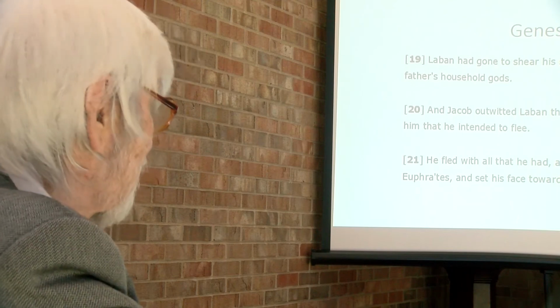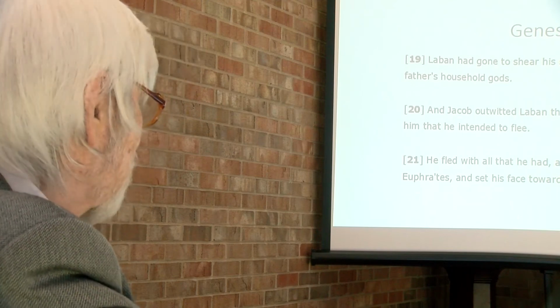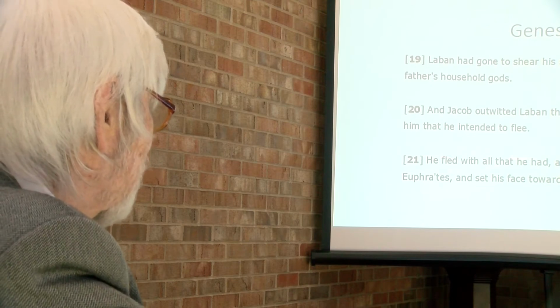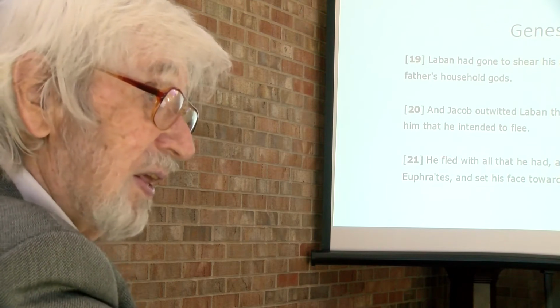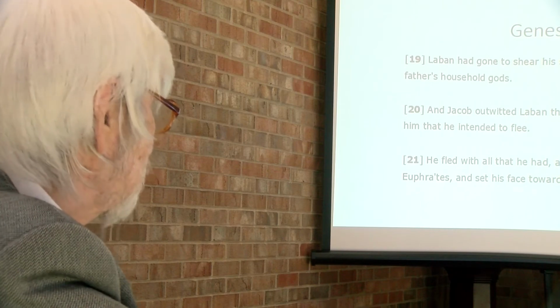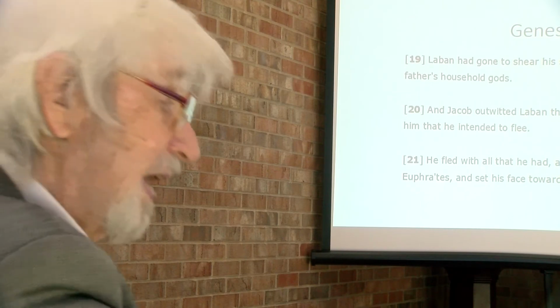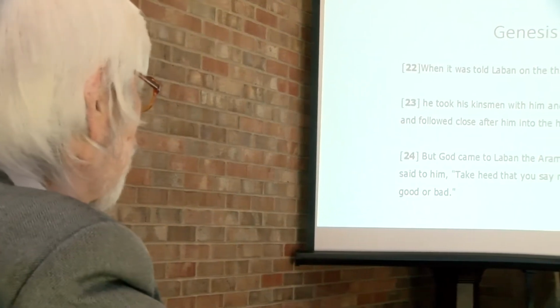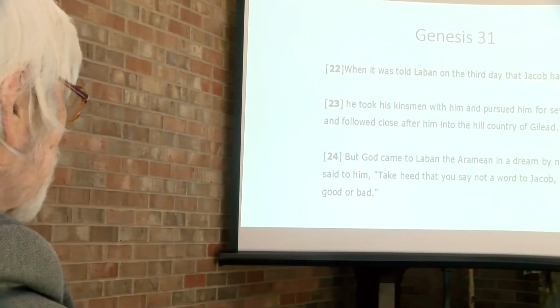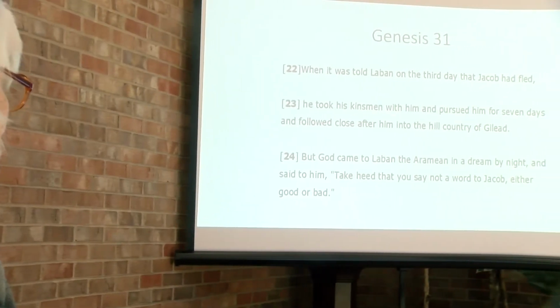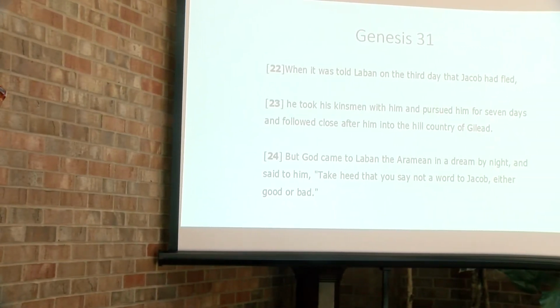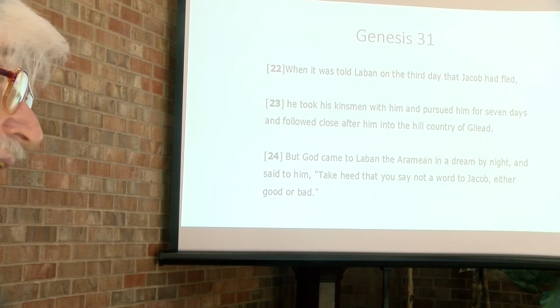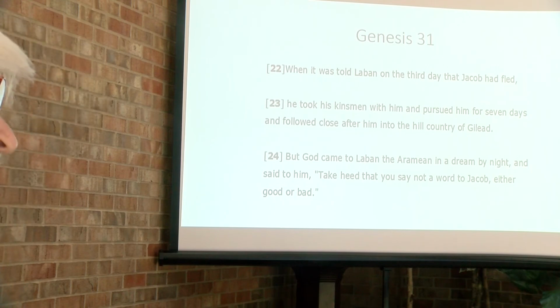After all, look what our father had done in selling us to Jacob. So he fled, crossed the Euphrates. That meant he got out of the Mesopotamian area and set his face toward Gilead. Where's Gilead? Gilead is about 500 miles south. When it was told Laban on the 3rd day that Jacob had fled, he took his kinsmen with him and pursued him for 7 days and followed close after him into the hill country of Gilead. In other words, Laban's right behind Jacob for this whole 500 miles.